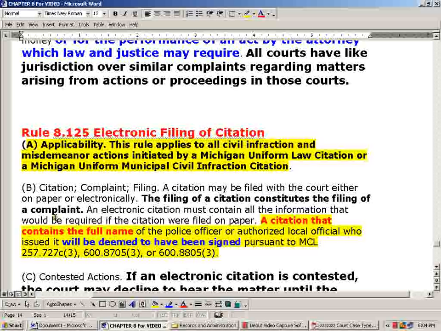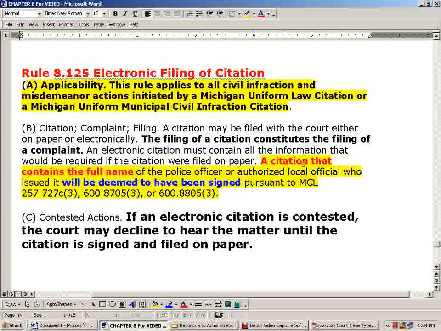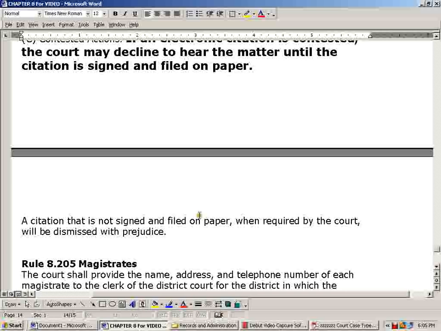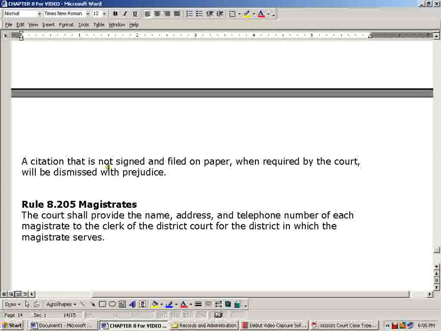An electronic citation must contain all the information that would be required for a citation filed on paper. A citation that contains the full name of the police officer or authorized local official who issued it will be deemed to have been signed pursuant to the law. Contested actions. If an electronic citation is contested, the court may decline to hear the matter until the citation is signed and filed on paper. A citation that is not signed and filed on paper, when required by the court, will be dismissed with prejudice.